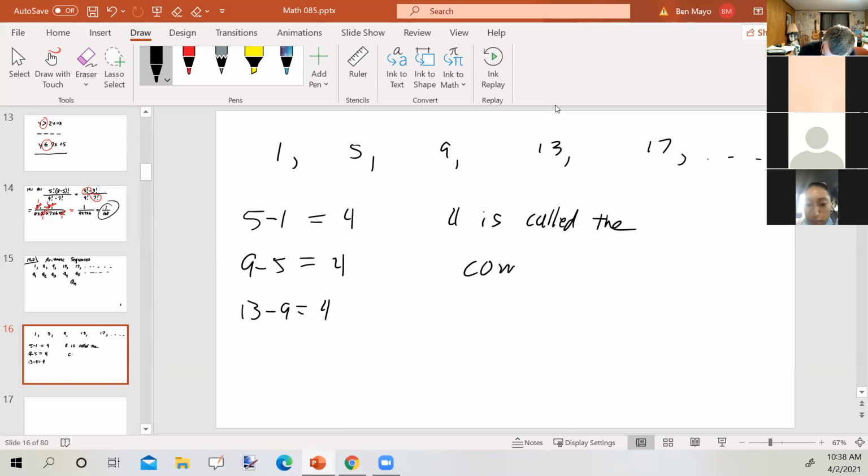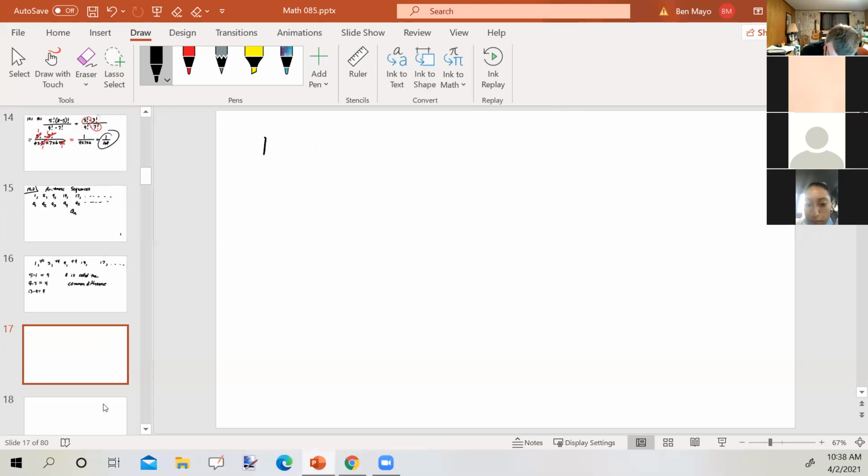the common difference. Okay, so you add 4, you get the next, you add 4, you get the next, you add 4, you get the next, but the difference between a term and the next term is 4. Okay, now let's go back again and look at this sequence. Let's see, 9, 13, 17.